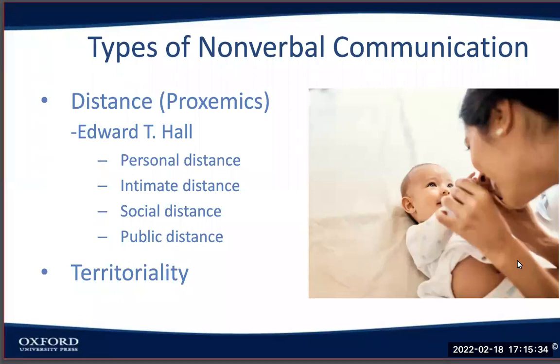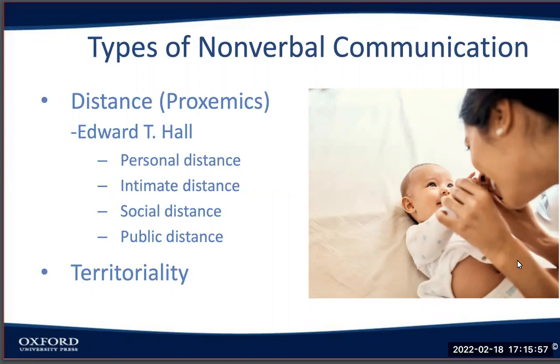Edward Hall found that there are four distance zones, typically for North American communicators. We have an intimate distance and skin contact. So it starts at skin contact and goes out to about 18 inches. This is reserved for people who are emotionally close to us and mostly in private situations.